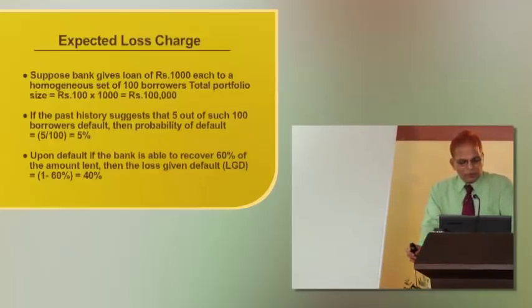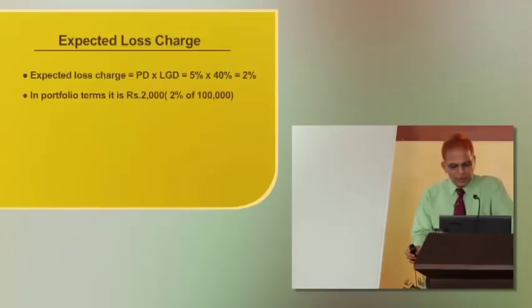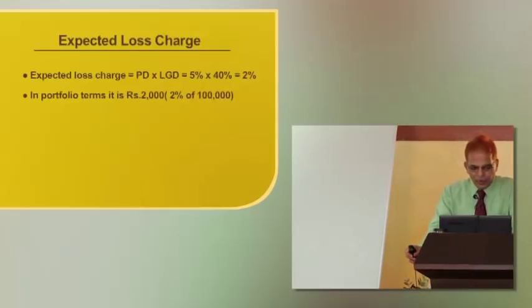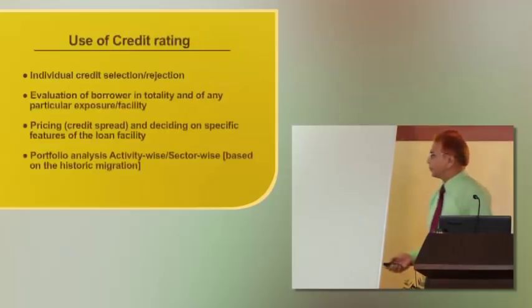Now suppose upon default, the bank is able to recover 60% of the amount lent, then the loss given default is 1 minus the recovery percentage, that is 60%, so 40%. So the expected loss charge will be PD, that is 5%, into LGD, that is 40%, which is basically 2%. So in portfolio terms, since we have a portfolio of 1 lakh, it amounts to 2,000 rupees loss on a portfolio of 1 lakh. That is the expected loss at 2%.